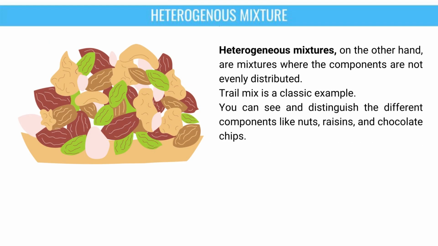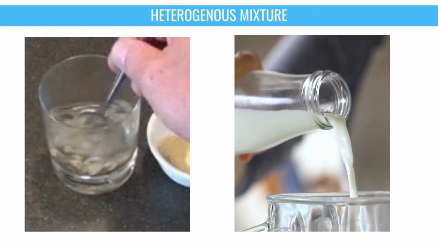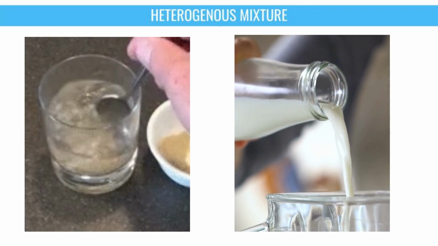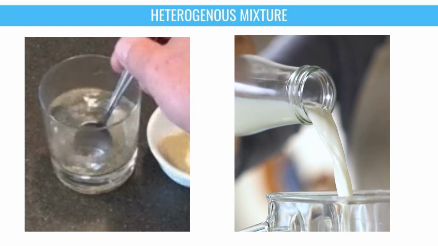Heterogeneous mixtures, on the other hand, are mixtures where the components are not evenly distributed. Trail mix is a classic example. You can see and distinguish the different components like nuts, raisins, and chocolate chips. Imagine pouring sand into water or observing the milky appearance of milk. These are examples of suspensions and colloids, respectively.